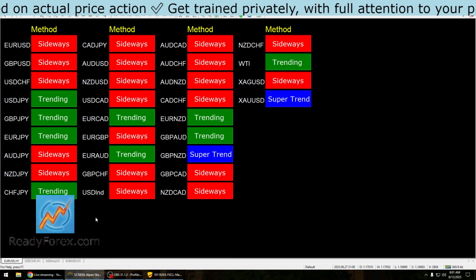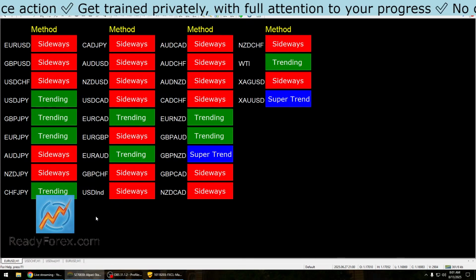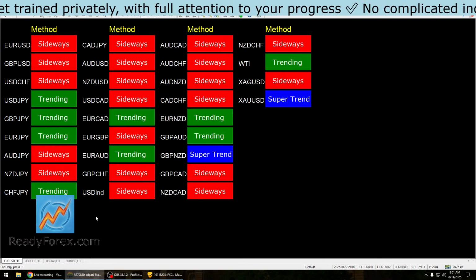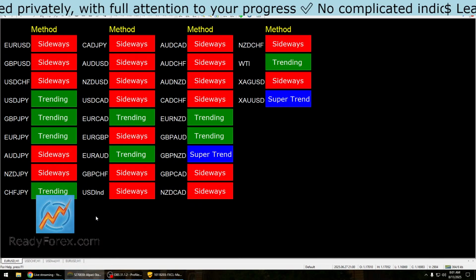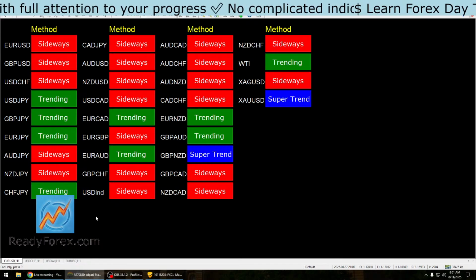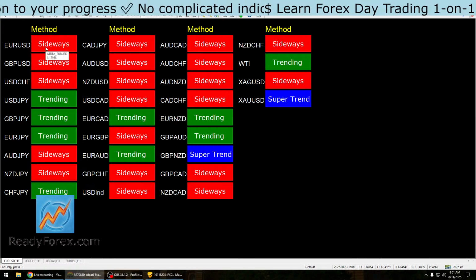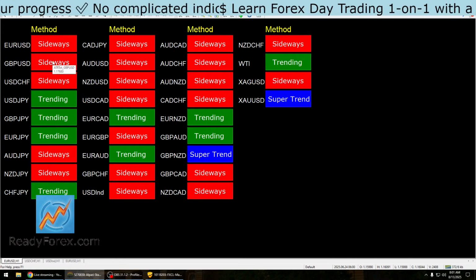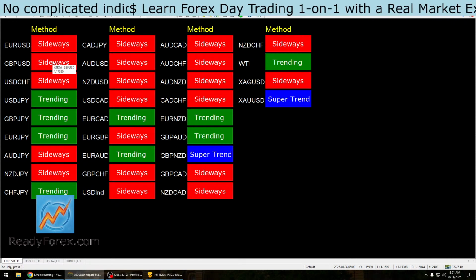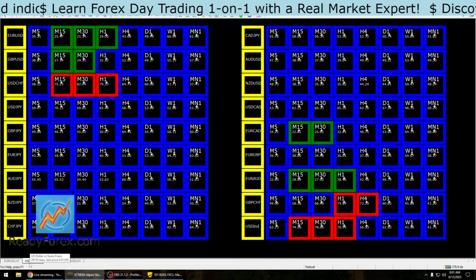Okay, at this point in time, this is my current analysis. These are some of my own custom design technical indicators which I personally coded, designed and created. They're available only for my paid students. So right now you see GBPUSD, it's a good idea to use a sideways trading strategy.